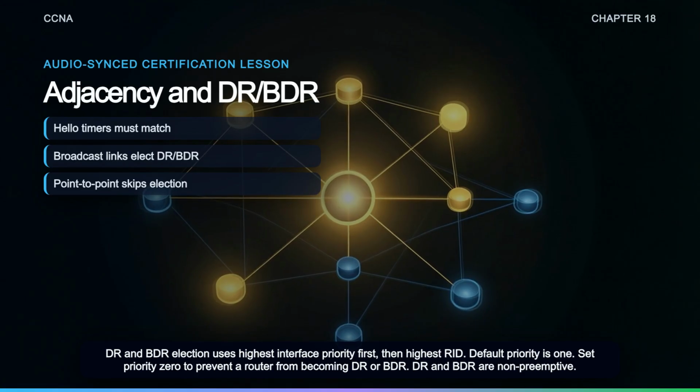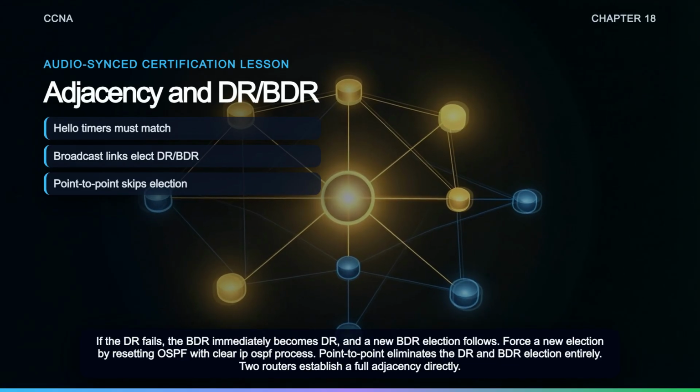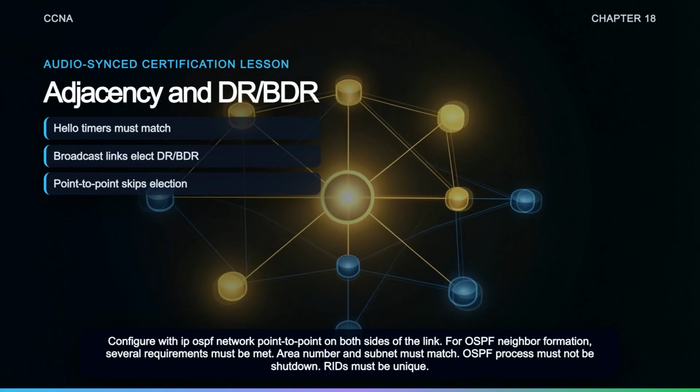DR and BDR are non-preemptive. If the DR fails, the BDR immediately becomes DR, and a new BDR election follows. Force a new election by resetting OSPF with clear IP OSPF process. Point-to-point eliminates the DR and BDR election entirely. Two routers establish a full adjacency directly. Configure with IP OSPF network point-to-point on both sides of the link.